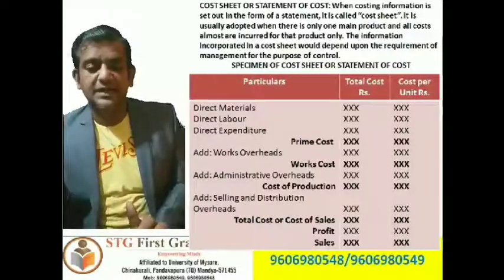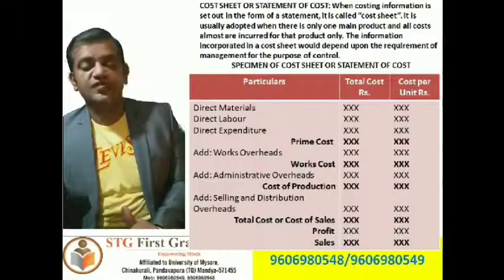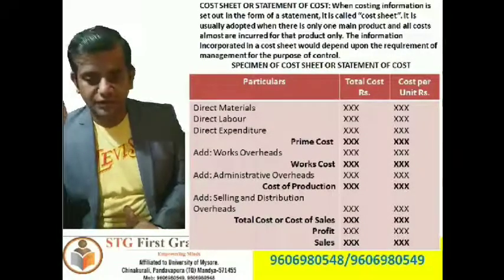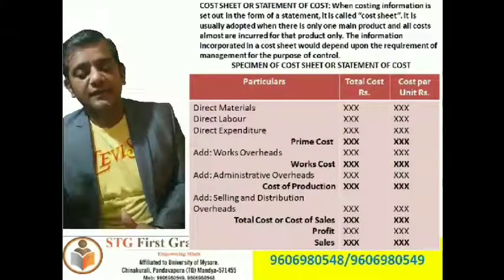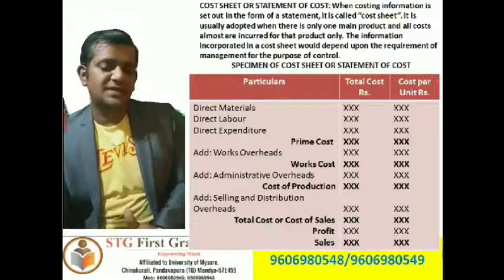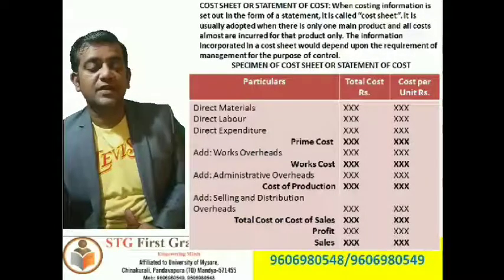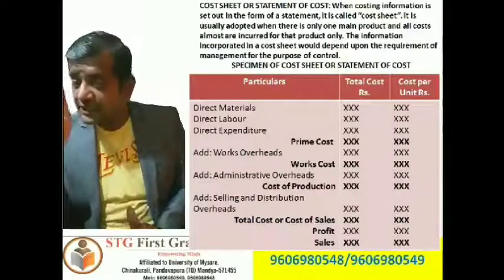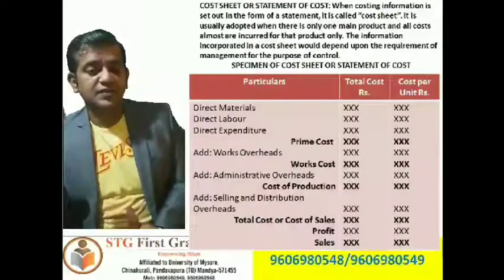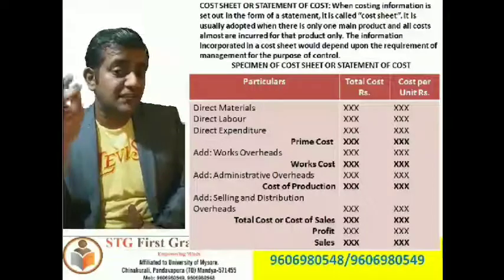Then we had to identify cost of production. So we add administrative overheads to the work cost we have got. Once we get COP, cost of production, and then add selling and distribution overheads, we get total cost. Correct. So this is what we have understood on the formula basis.